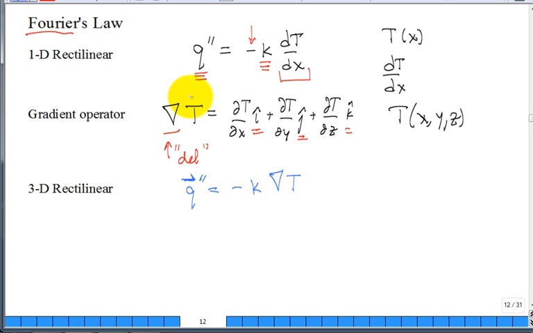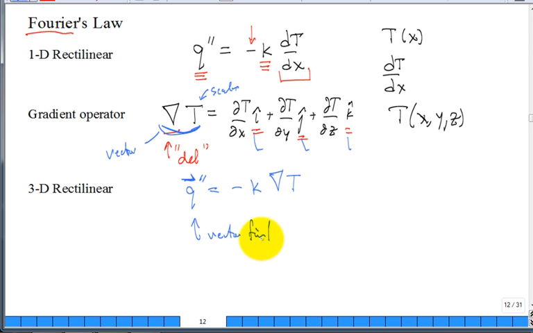Because when you take the gradient of a scalar field, this is a scalar, won't you get back a vector field? Isn't that a vector with the i and the j and the k? Yeah, it's a vector. I took the gradient of the temperature, I got back a vector. That vector is the gradient of the temperature field. I multiply that vector field by k, the thermal conductivity, put a negative sign in front of it, and I have another vector field called heat flux. This heat flux is a vector field.